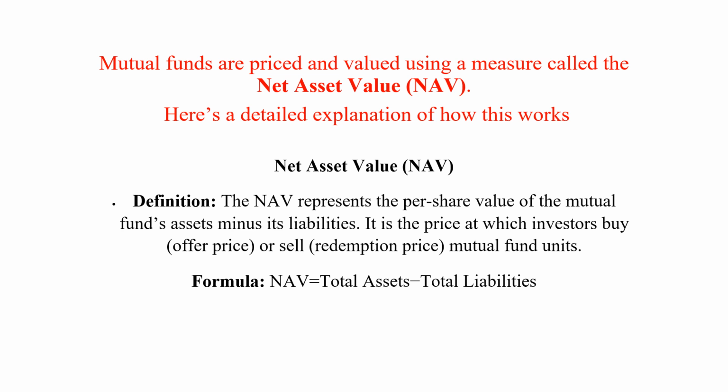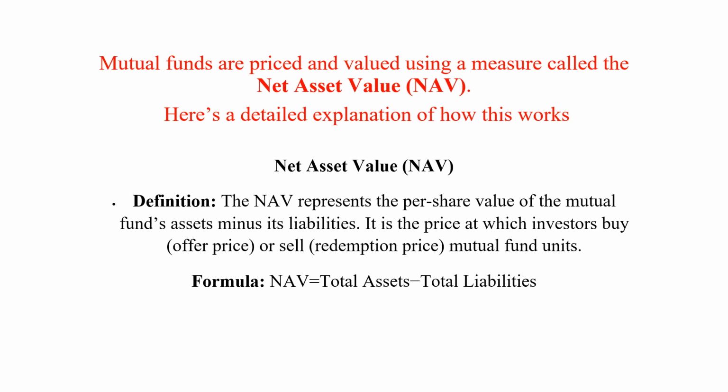First we'll learn the definition of net asset value. It represents the per share value of the mutual fund's assets, after you deduct its liabilities. Then you get a price at which an investor buys, called the offer price, or sells, a redemption price, at which a mutual fund unit is redeemed on a certain date. The formula is NAV is equal to total assets minus total liabilities.